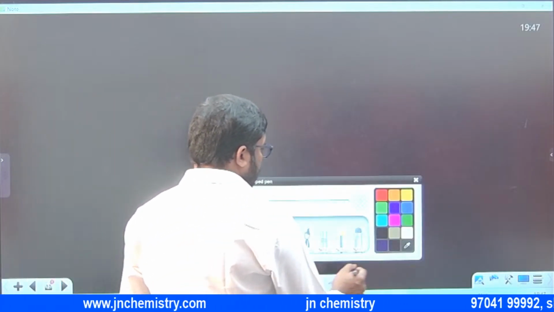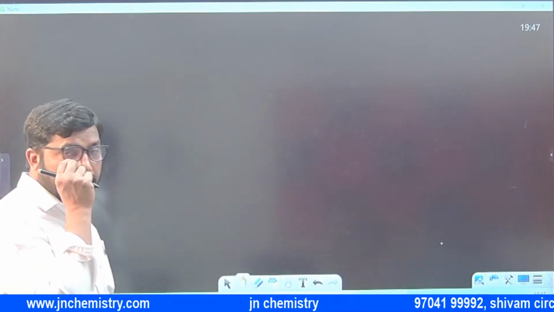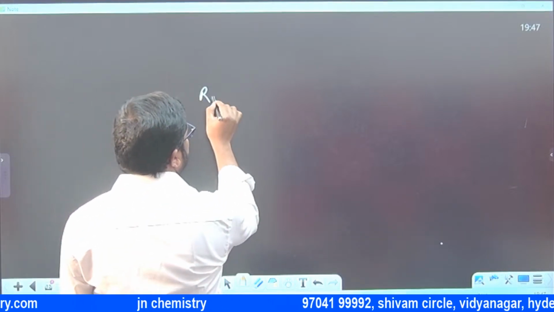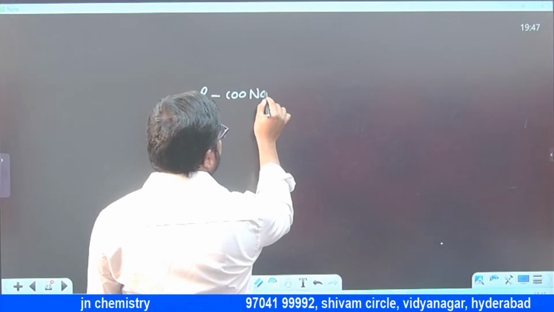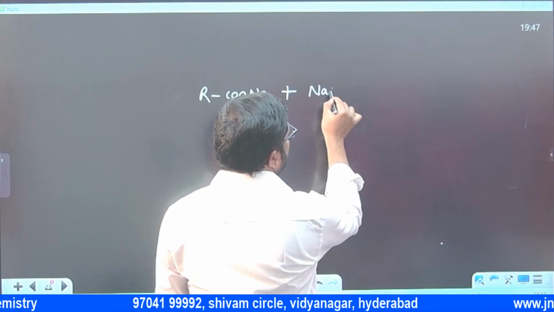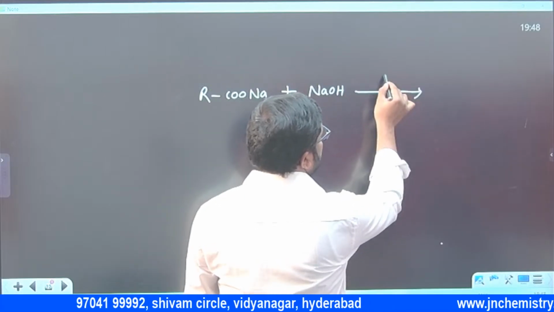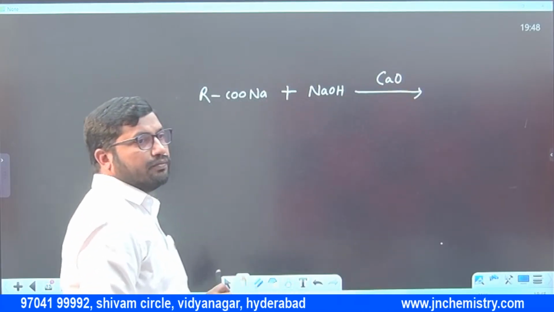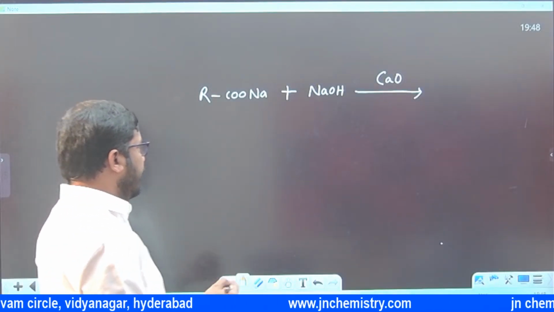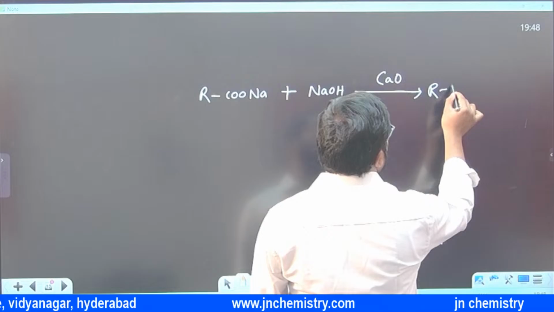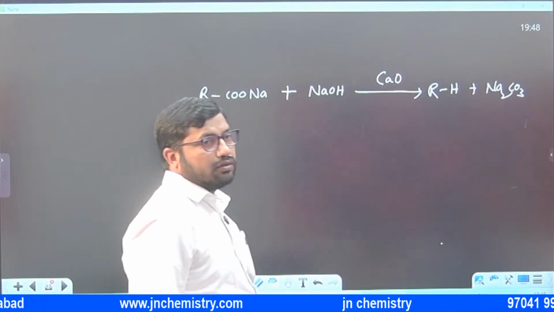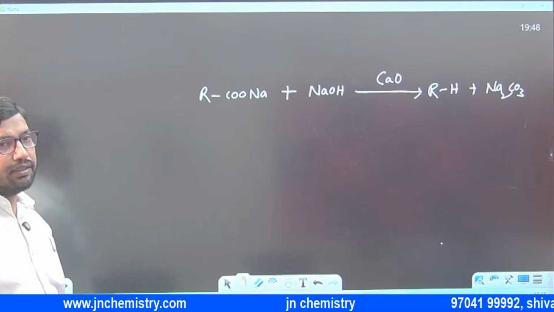So yesterday I discussed the decarboxylation, right? In case of decarboxylation, I explained COONa plus what? NaOH plus CaO. We'll get RH plus Na2CO3. So here the mechanism is also important.